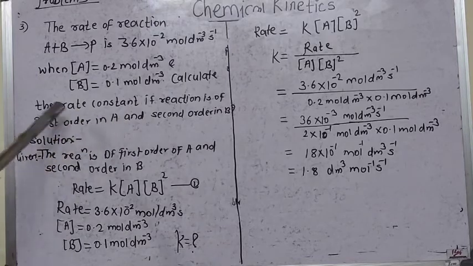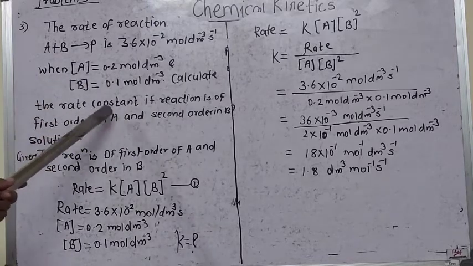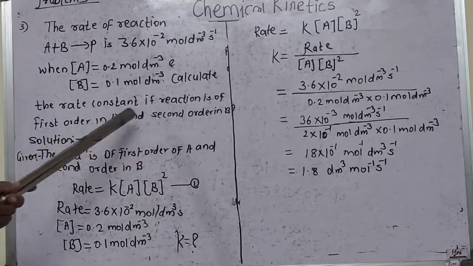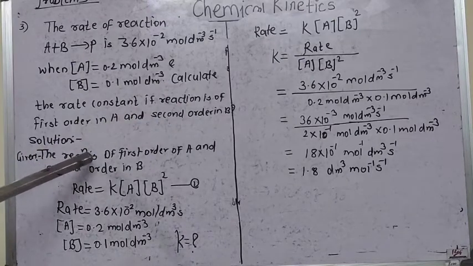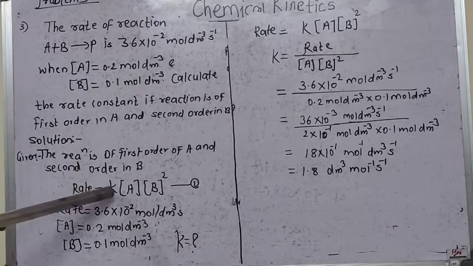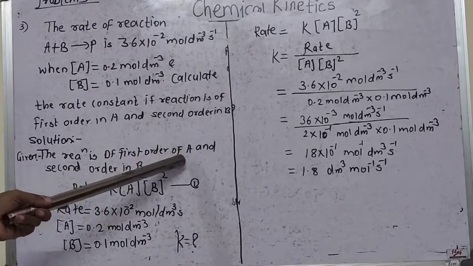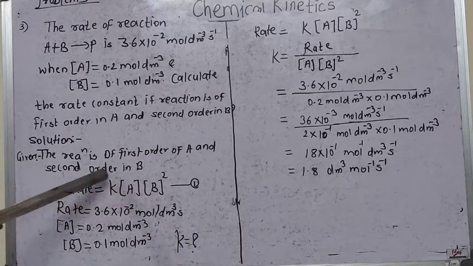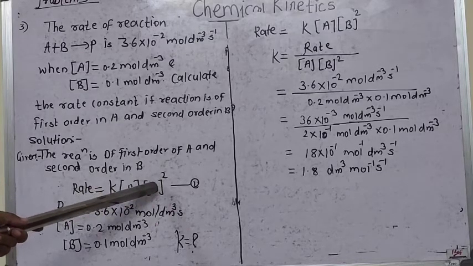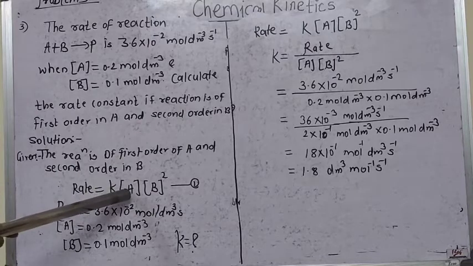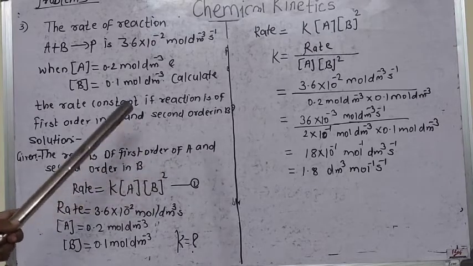So this is the given point here, that is the rate constant. We have to calculate it, given the reaction is of first order in A and second order in B. So the reaction rate we have to write down. Rate equal to K into molar concentration of A, first order with respect to the A concentration, and second order with respect to the B concentration. So rate is equal to K into molar concentration of A into molar concentration of B to the power of 2.